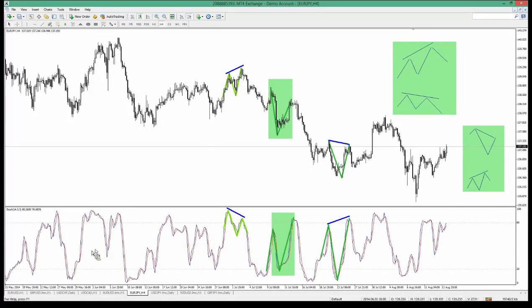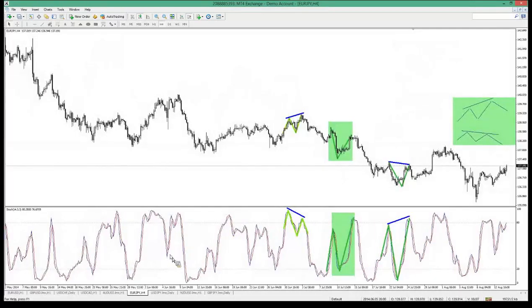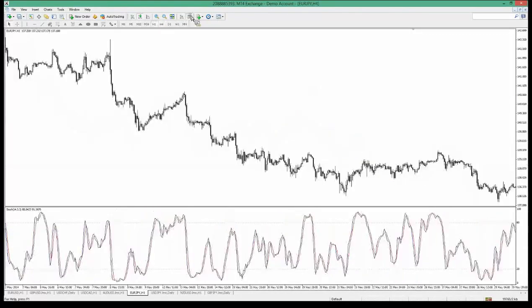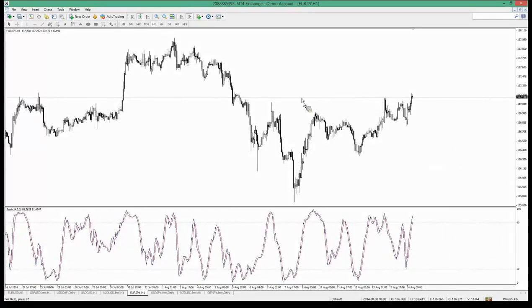Okay, so if we look across, this is a 4-hour chart. Let's just clear the chart and start looking at something a little bit smaller, like an hourly chart. Okay, so let's have a look to see what we can find.